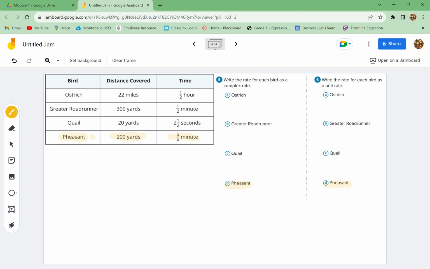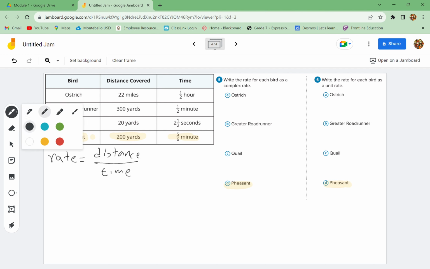Just a quick reminder: rate is equal to distance over time. This is something you need to memorize. It's expected that you know this. So just keep that in mind.